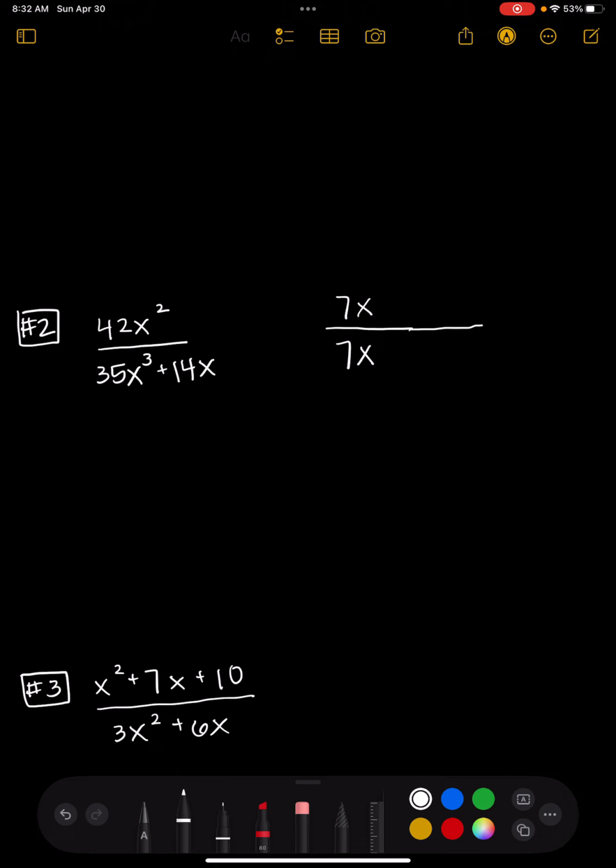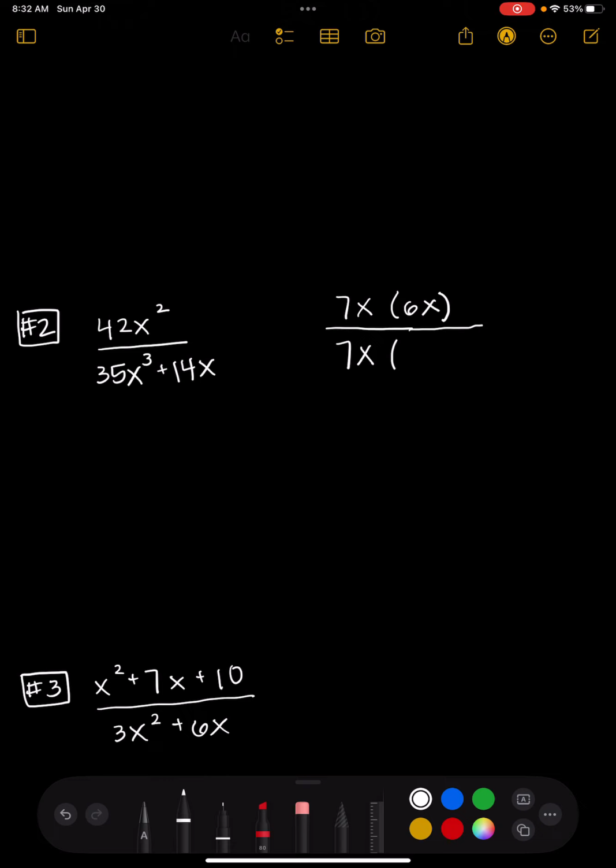Let's figure out what we have left over on the top and the bottom. On the top, if I divide 42 by 7, I get 6. And then x squared divided by x, which really means I'm going to have 2 x's and take away 1 x, which gives 1 x left over.